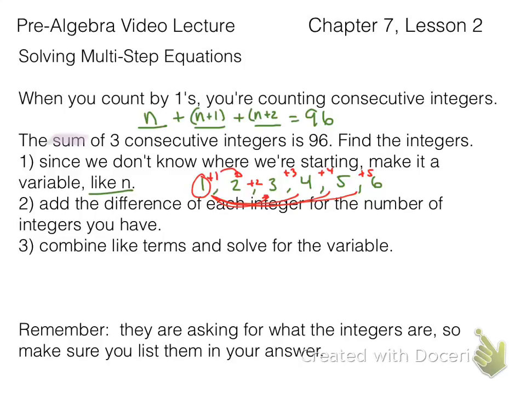Okay. So number 2, add the differences of each integer for the number of integers you have. So I've now figured out that it's n plus 1, because that's the next number after n, plus n plus 2, because the third number is the second number after n, which is why we're adding 2. All right? Now, if they asked me for 4 consecutive integers, the next one would be n plus 3, because the fourth number is 3 more than the very first number, which in this case is n.